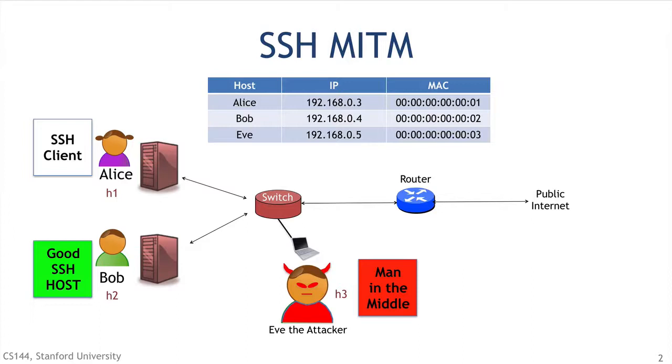In the demo, Eve the attacker is going to broadcast falsified ARP messages over the local area network, causing Alice to think that she should use Eve's MAC address to reach Bob. Similarly, and at the same time, these falsified ARP messages cause Bob to think that he should also use Eve's MAC address to reach Alice.